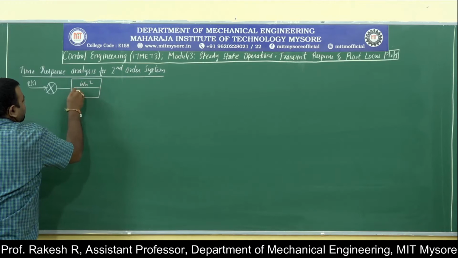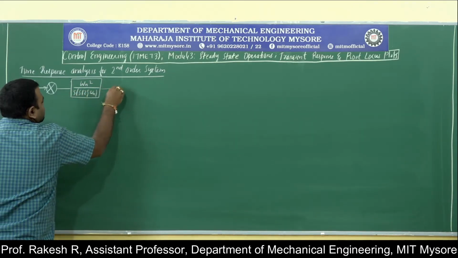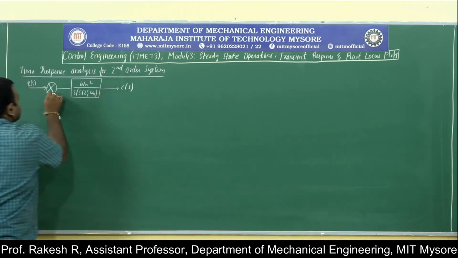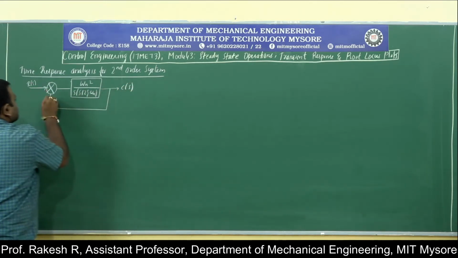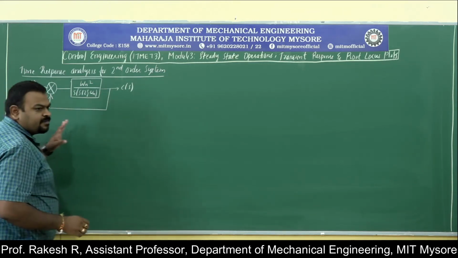omega n square divided by S into S plus 2 zeta omega n, and this is C of S. This is a unity feedback. This is second order system.